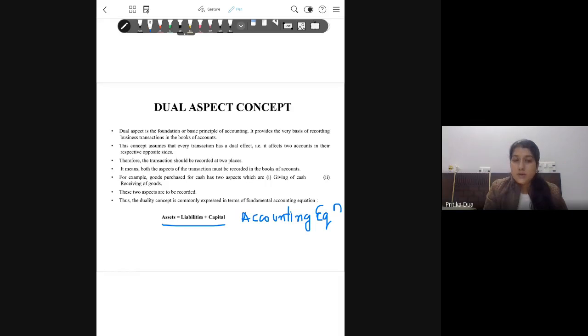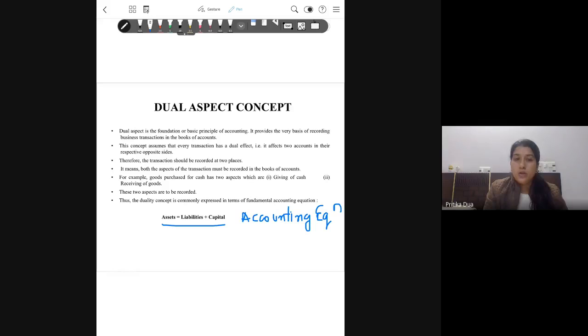So this equation says that every time there is a transaction, the left hand side of the equation should be equal to the right hand side. The total of assets should be equal to the sum total of liabilities and capital. Every transaction will have an impact on a minimum of two accounts, and that will again result in equality of the equation subsequently. So let us start with a very simple example. It is given here: goods purchased for cash.